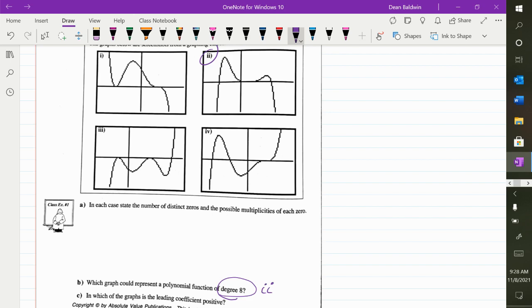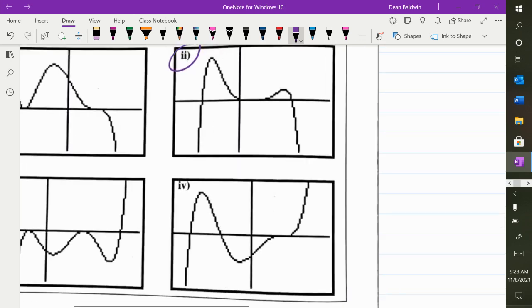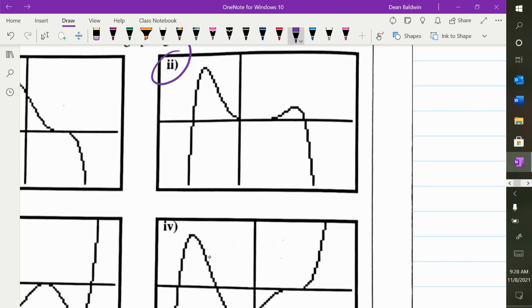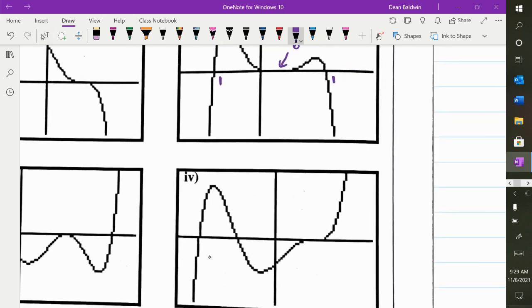And the other way you can think about that is, if you pass straight through, that has a multiplicity of 1. If you bounce, you have an even multiplicity. So if that's a multiplicity of 1, that's a multiplicity of 1. This has to have a multiplicity of 6 to get an 8th degree polynomial, right? So then the degree would be 8. Whereas if you did like this one here, 4, multiplicity of 1, multiplicity of 1.